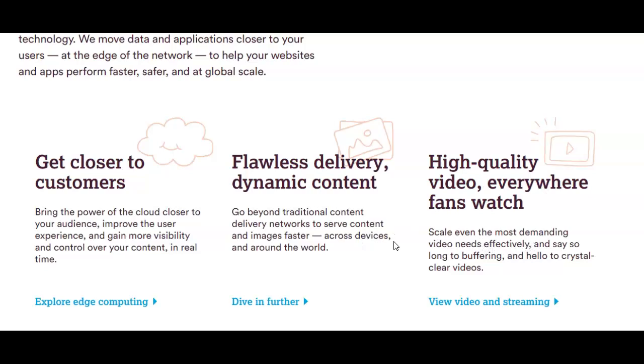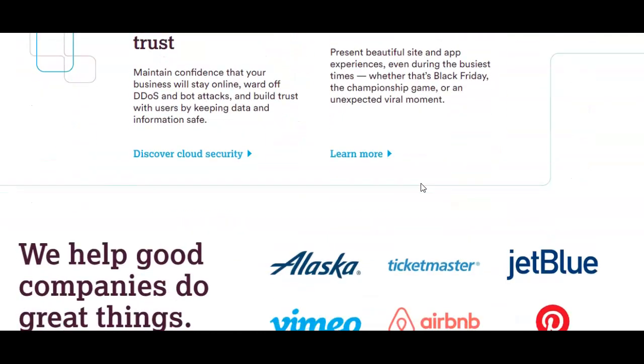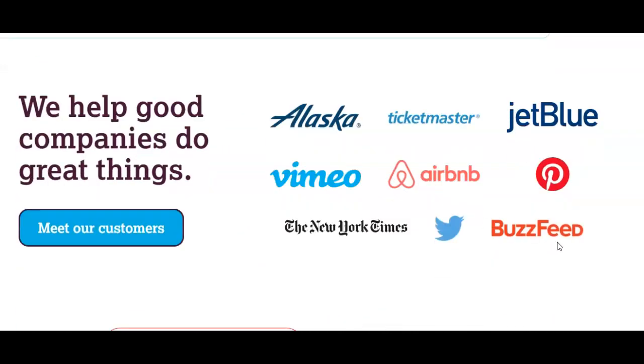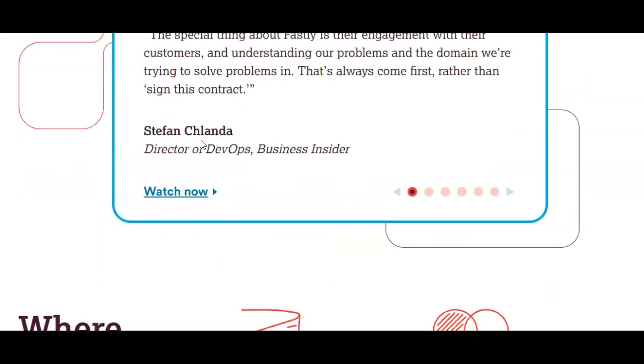As you can see now, video is becoming a major component of online traffic. Over 80% of web traffic is video, just like you guys are watching now. These companies need to stream their video faster. Here are a few more of their clients: Ticketmaster, Vimeo, New York Times, BuzzFeed, Pinterest, and Alaska Airlines.